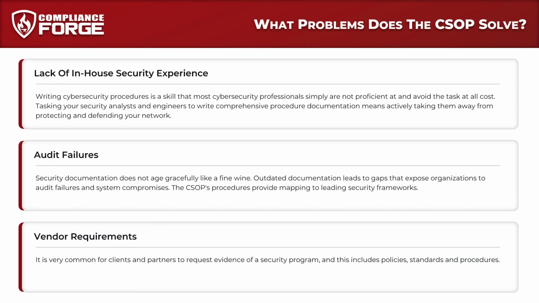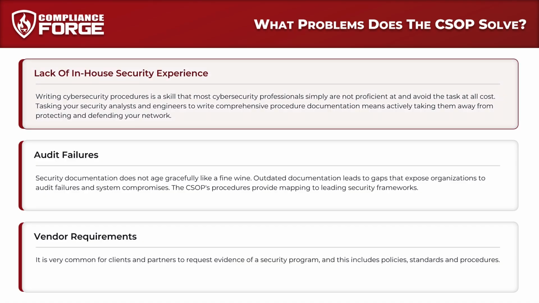The NIST 853 High version of the CSOP addresses the most common problems organizations face when operationalizing NIST 853 controls into day-to-day procedures, especially in FedRAMP High and CMMC environments, where assessors expect mature procedural documentation. The first is a lack of in-house security experience. Writing cybersecurity procedures is a skill that most cybersecurity professionals simply are not proficient at and avoid at all cost. Tasking your security analysts and engineers to write comprehensive procedure documentation means actively taking them away from protecting and defending your network, which is not a wise use of their time.